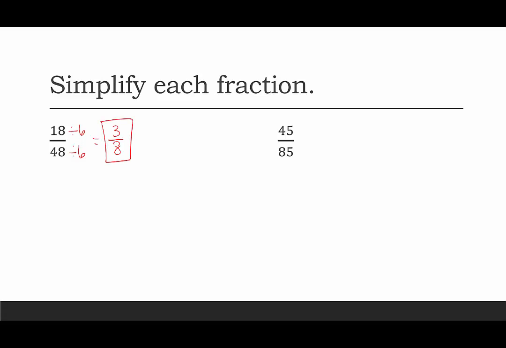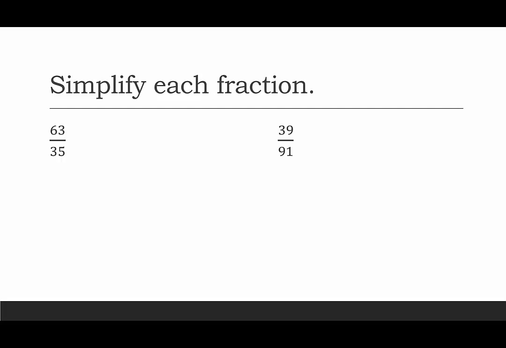How about this example, 45 over 85? Well, I noticed that they both have 5s in the ones place, which means they are both divisible by 5. So I'm going to divide by 5 over 5, which is really dividing by 1. 45 divided by 5 is 9. 85 divided by 5 is 17. And then 9 and 17 don't have any common factors, so it would be completely simplified as 9 over 17.